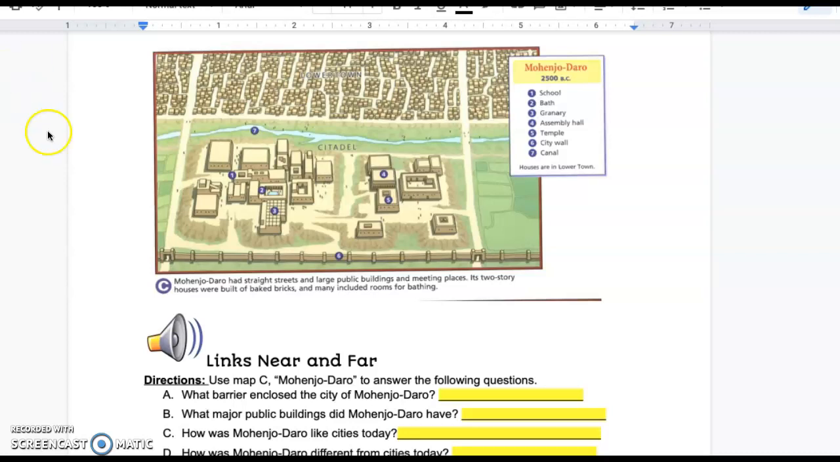Links near and far. Directions. Use Map C, Mohenjo-daro, to answer the following questions. Letter A. What barrier enclosed the city of Mohenjo-daro? And type your answer on the yellow line.